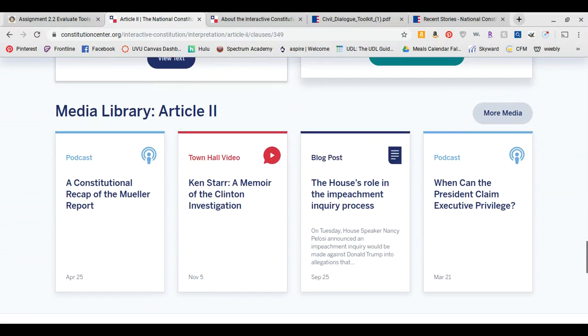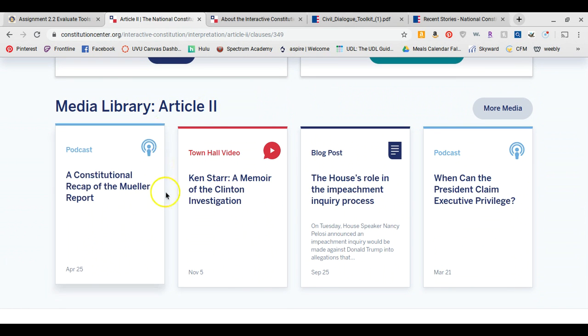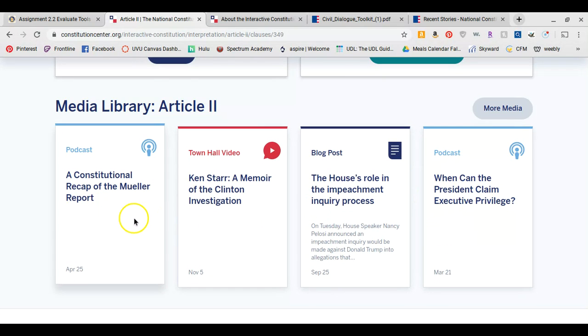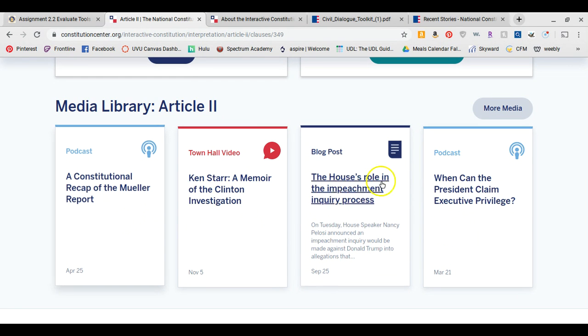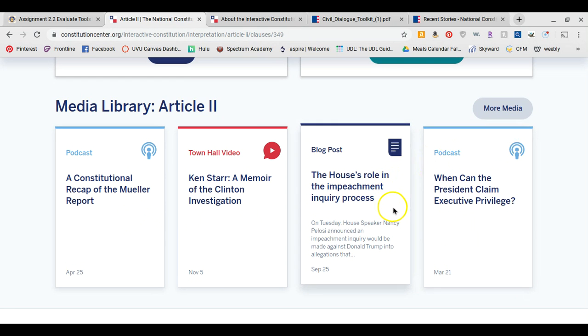And then I love that here at the bottom in this media library for Article 2, they have more media, right? Because students today love media, of things that they can look at. If this conversation was interesting to them when they go home tonight, there's a couple of podcasts. When can the president claim executive privilege? It's a podcast they can listen to for free. There's a blog post they can read about the House's role in the impeachment inquiry process, which is what's going on right now. It says on Tuesday, Nancy Pelosi, this article just went up today.